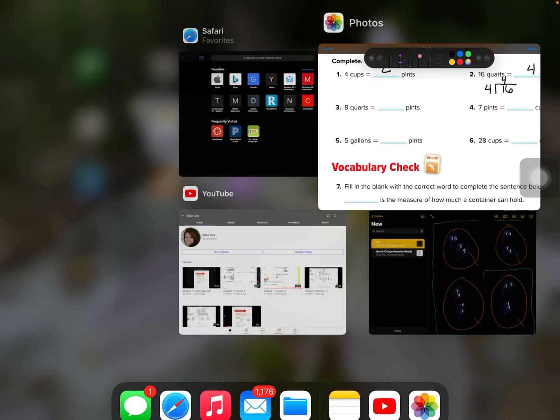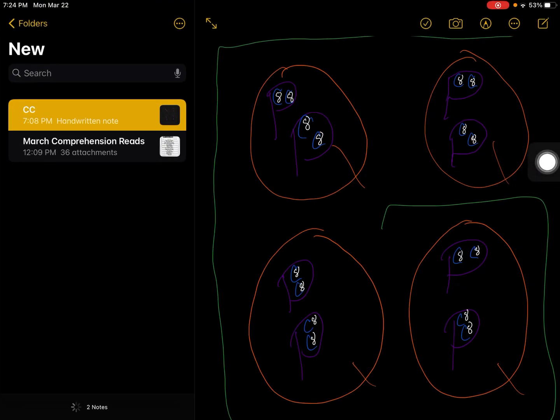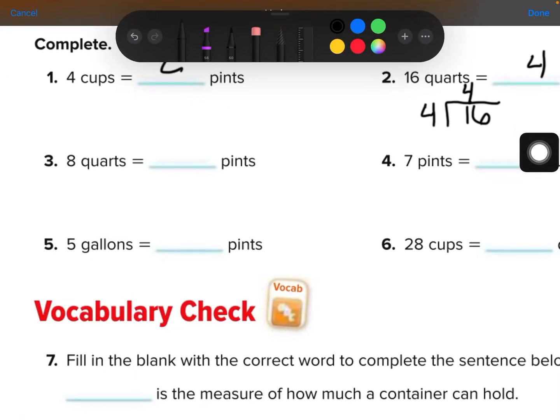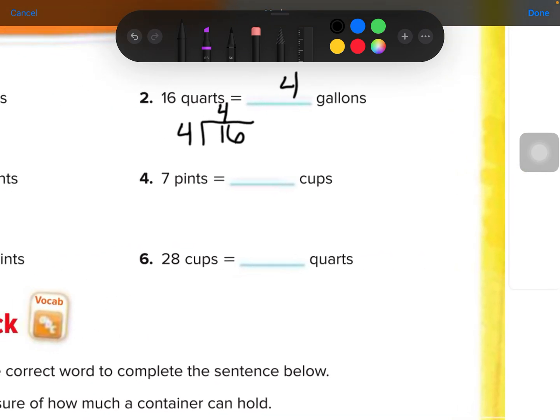Number 3, 8 quarts is how many pints? Let's look to see how many there are. In each quart, there are 2 pints. Okay, let's bounce back. So now I have 8 quarts, and in each 1 quart, there are 2 pints. So 8 times 2 is 16. So there's going to be 16 pints there.